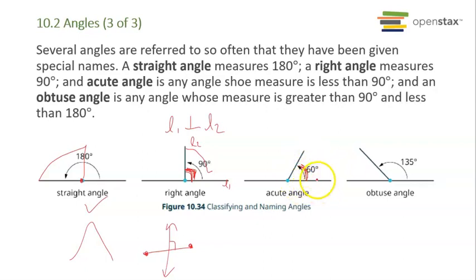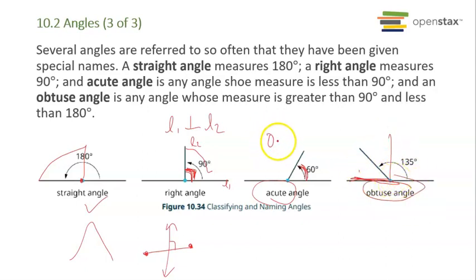I didn't close the door all the way. I'm between 0 and 90. That's called an acute angle. And if I left the door open a whole lot, but not the whole way that it was flat with a straight angle, but more than 90 degrees, then that would be an obtuse angle.